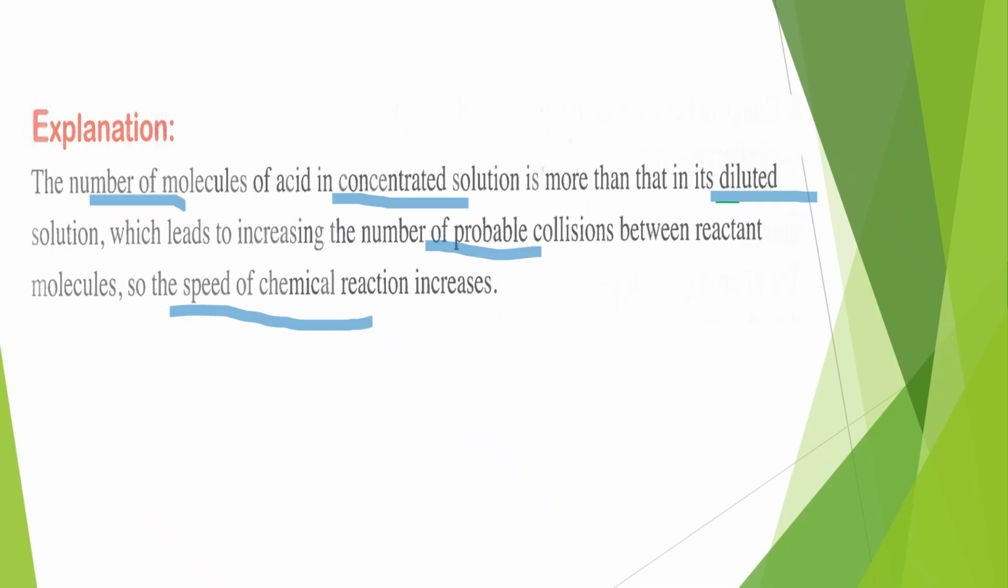On the other side, in case of dilute acid, there will be a smaller number of molecules. A smaller number of molecules will make fewer collisions, so the rate of the chemical reaction will decrease, or the speed of the chemical reaction will decrease.